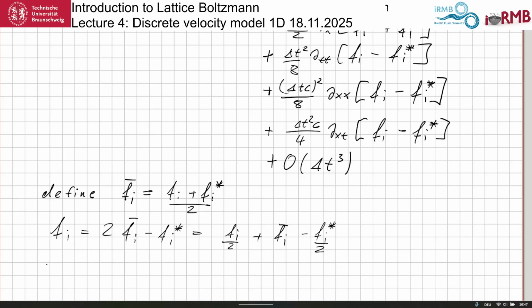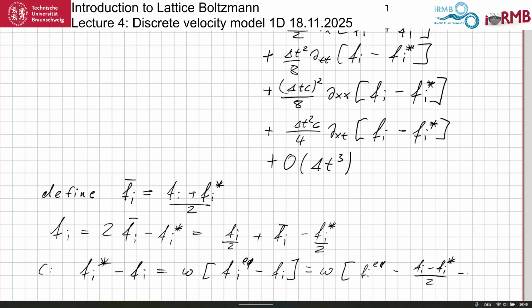When we look at our collision, fi asterisk minus fi is equal to omega times fi equilibrium minus fi before collision, right? So now this can be rewritten as omega times fi equilibrium minus fi minus fi after collision divided by 2, minus fi average. Okay? So why are we doing this?